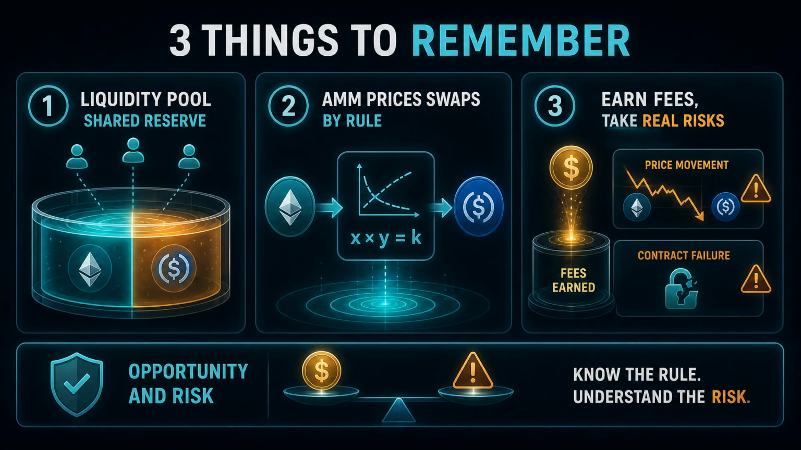For beginners, remember three ideas. A liquidity pool is a shared reserve of tokens. An AMM prices swaps by a rule based on those reserves. Liquidity providers can earn fees, but they also take real risks, especially when prices move or contracts fail.